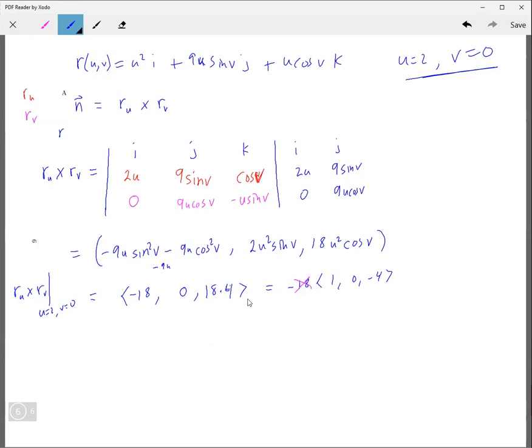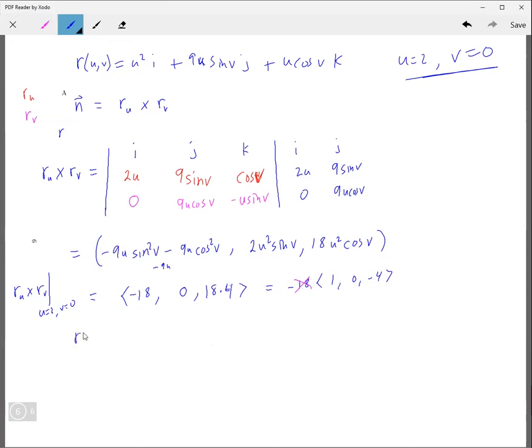And you're supposed to find the equation. So this is a normal vector to the curve at the corresponding point. Okay, so another thing that you need to do. This is the cross product evaluated at these values. You need to evaluate this at these values also.